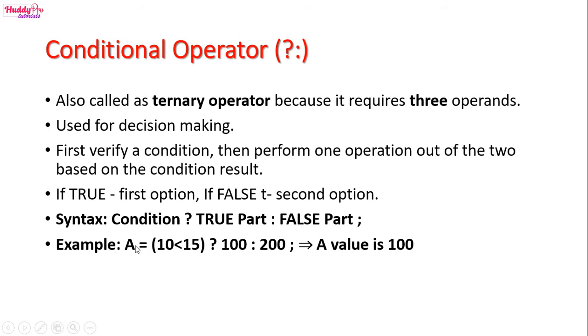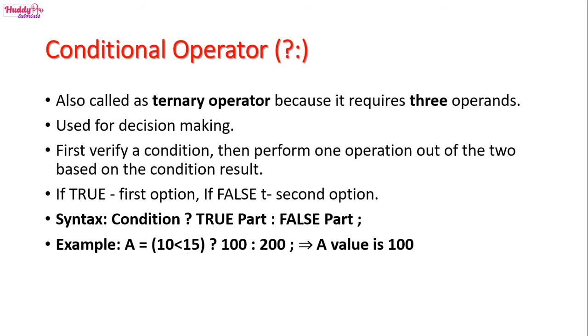This is an example. We have A as our variable, and we are assigning it either 100 or 200 depending on this condition. So these are the 3 operands that are required. We have this operand A, this operand, and this operand. Now we have our condition here. We ask ourselves, is 10 less than 15? So it is like we are saying a question mark, is 10 less than 15? Of course, we know that the answer is true. The answer is a yes.